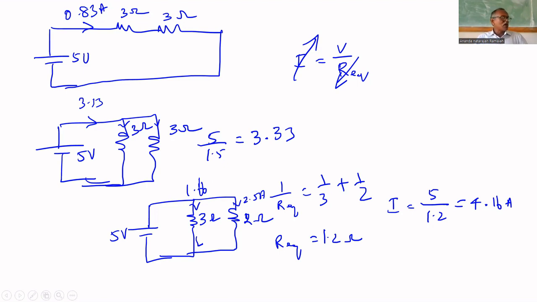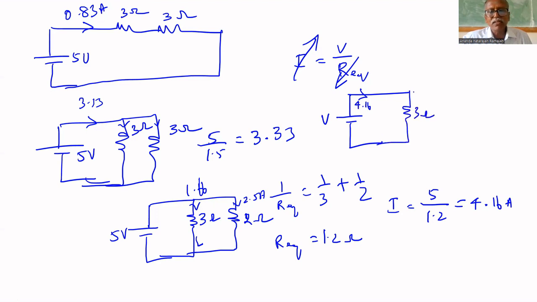Here, one theorem is there, called the current dividing theorem. Suppose it is given like this. Voltage is not given, but the total current is given, 4.16. Here, 3 ohm is given. Here, 2 ohm is given. Suppose they are asking, what is the current through 3 ohm? Current through 3 ohm I can call I3. Why am I calling it I3? Because it is 3 ohm, that's why I am naming it I3.